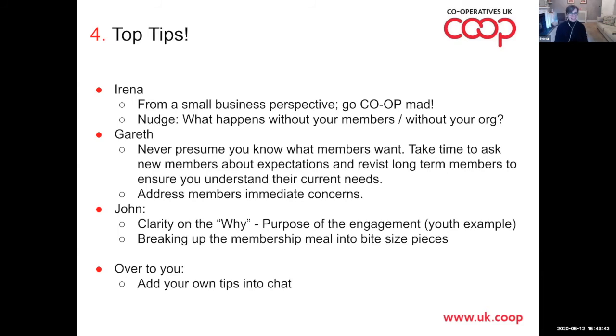So it's just looking at similar sorts of nudge techniques in order for us to engage our members to come to our events, get involved in our meetings, and just want to be with us in terms of time, whether it's money or time. You just want to nudge them in that direction. So think of the equivalent nudges for your organisation is what I would say in order to get members to engage. Thanks, Irene. Gareth, what are your two tips?